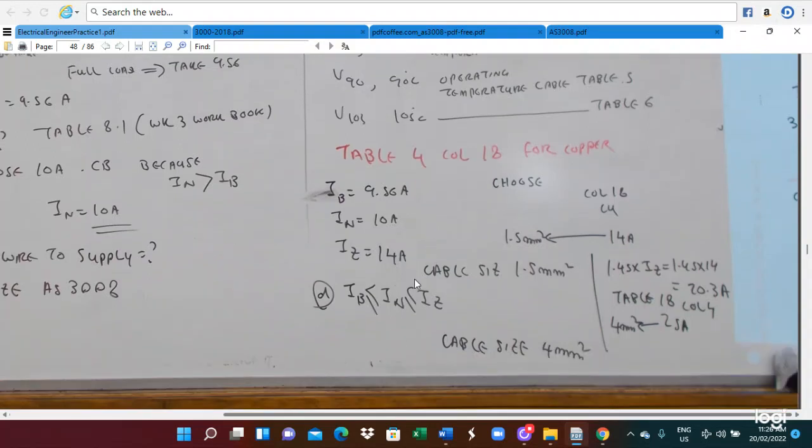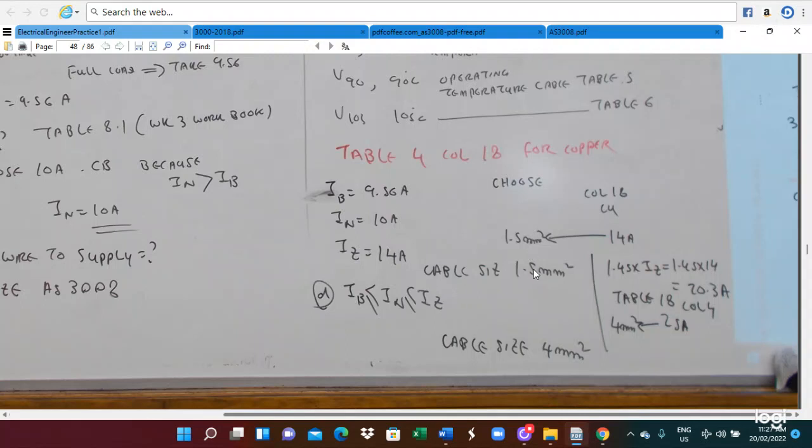This means the cable's current rating must be greater than the protective device rating, which must be greater than the maximum demand current. So IZ must be greater than IN, which must be greater than IB. This problem also agrees with this formula: the cable current IZ is 40 amps, the circuit breaker rating IN is 10 amps, and the maximum demand current IB is 9.6 amps. Therefore, we utilize the 1.5 millimeter square cable with a 10 amp breaker.